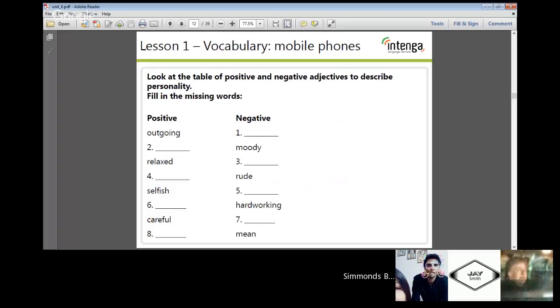Okay. Oh, these are from the other part of the presentation. And then for negative, we have moody, rude, hardworking, mean. These are definitely out of order. What were they trying to do here? These are definitely not in order because outgoing is positive, relaxed might be positive. Selfish normally isn't positive, but it can be. We've talked about that in previous classes. And careful is probably positive. However, negative, well, moody and rude, yes. Hardworking definitely is not negative. And mean is negative in either of the two definitions.